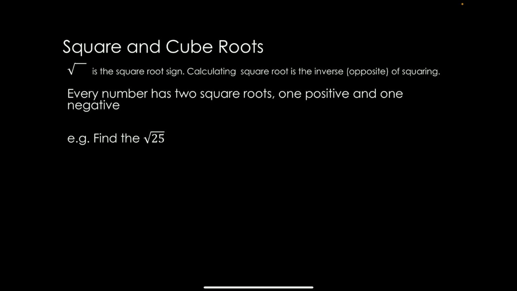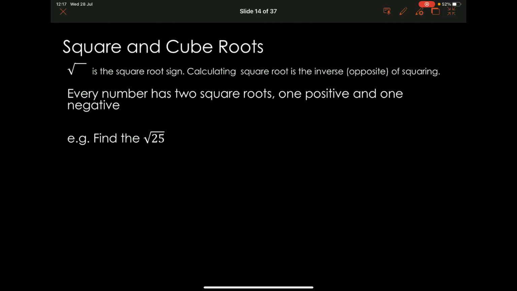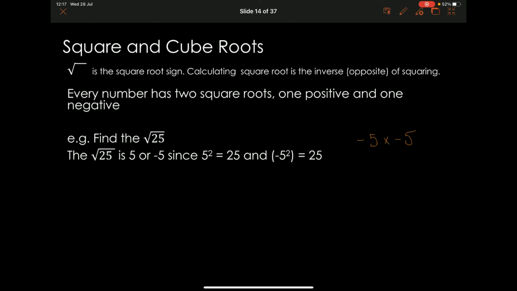So for example, find the square root of 25. Well, we know that the square root of 25 is 5, but it can also be minus 5. Since 5 squared is 25, and minus 5 squared is also 25. Remember when we looked at our negative numbers, minus 5 times minus 5 is 2 negatives, so 2 negatives give us a positive answer. So the square root of 25 can be 5 or minus 5. Okay, so that's very important to remember.